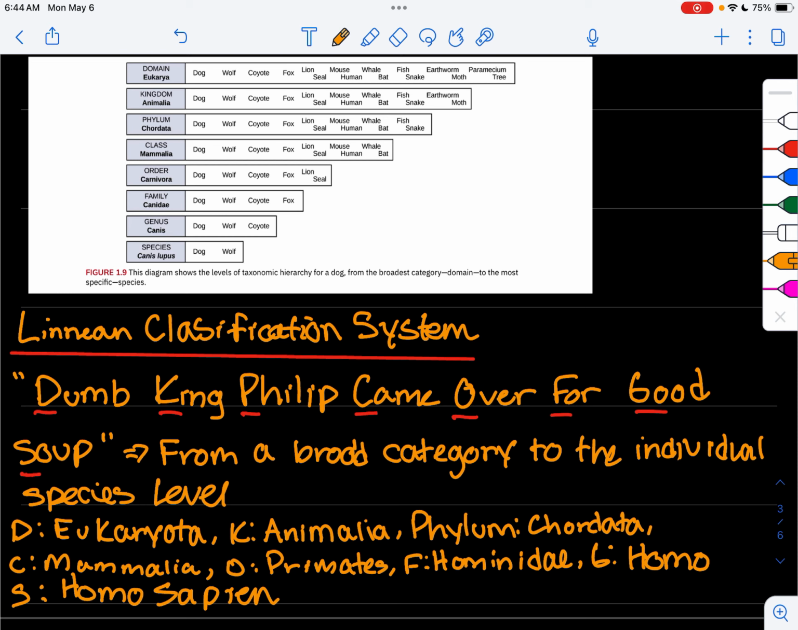So that is how we are classified to biologists, especially evolutionary biologists. And this is just really important because it's just another example of how things are classified from really big, really broad categories to the individual species level. And this is called the Linnaean classification system. And we have Dumb, King Philip came over for good soup. Domain, kingdom, phylum, class, order, family, genus, species.